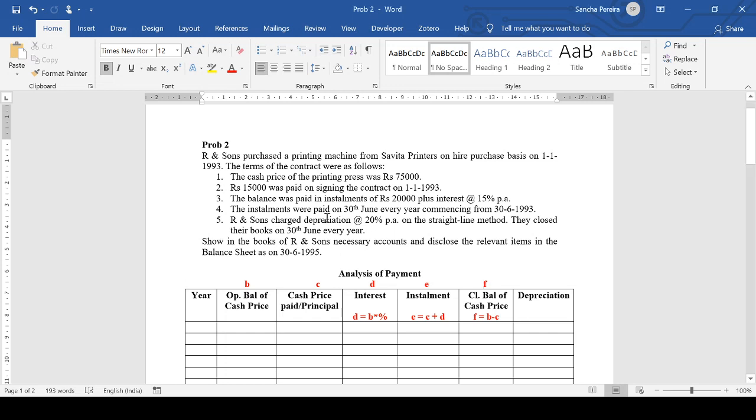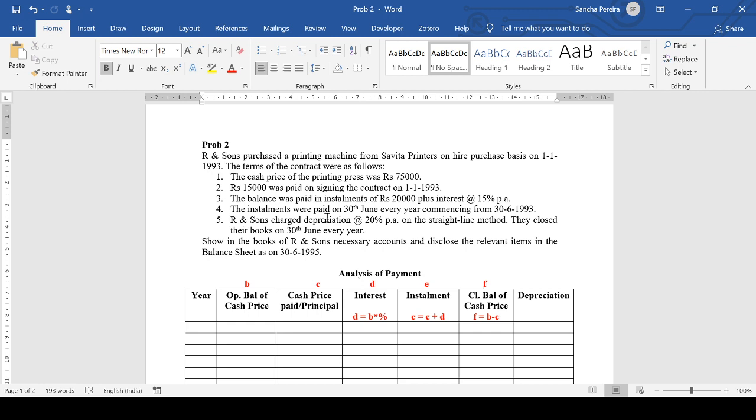Problem 2. R and Sons purchased a printing machine from Savita Printers on hire purchase basis on 1st January 1993. The terms of the contract were as follows. The cash price of the printing press was rupees 75,000. That's a printing machine, so the cash price is given as 75,000.